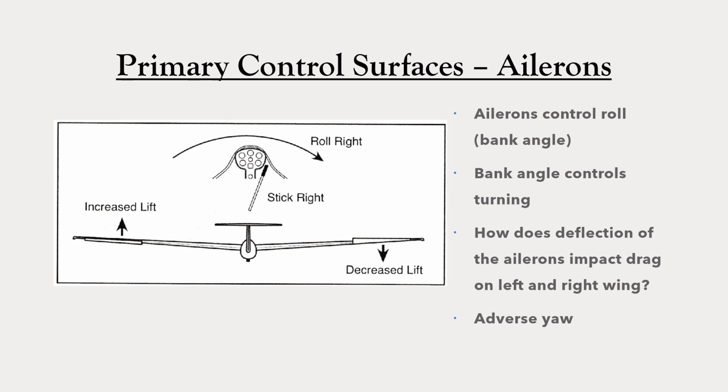We refer to that yaw as adverse yaw because it's in the opposite direction of what we would like the aircraft to be yawing. When we're rolling to the right, we're generally doing it because we intend to turn to the right, but the yaw that happens tends to point our nose more towards the left.